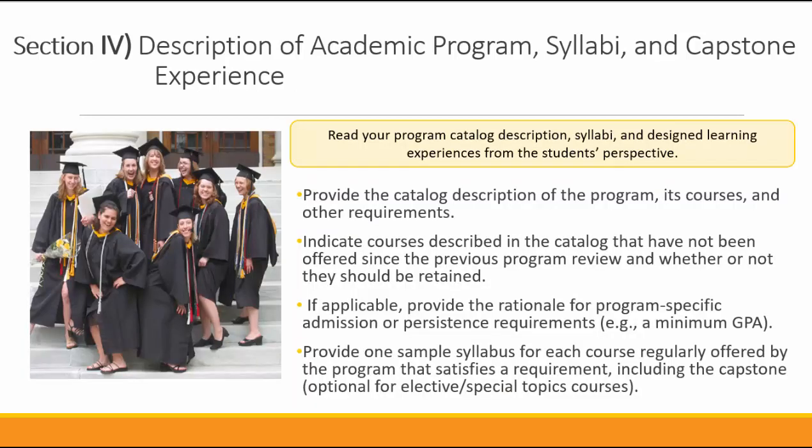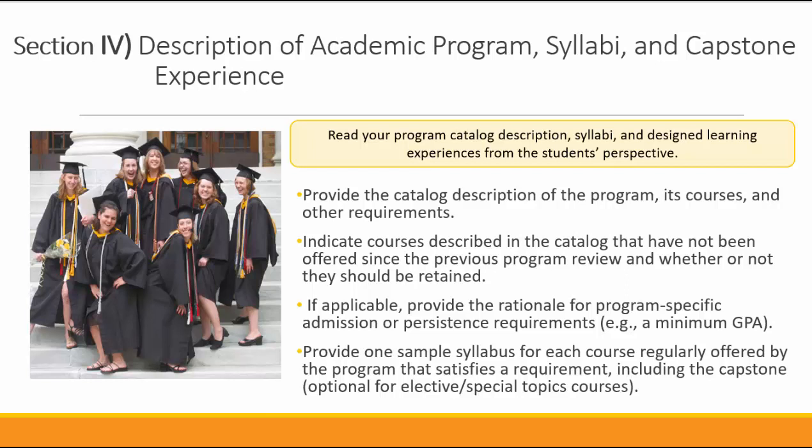So with section 4, again, you'll be pulling together the catalog description. And in terms of syllabus, you don't have to get a copy of the syllabus for each section of each class, but you should have a representative sample, including especially the capstone. So one syllabus from a course that's regularly offered in the program will suffice. And then address anything that's unique in the program, right?